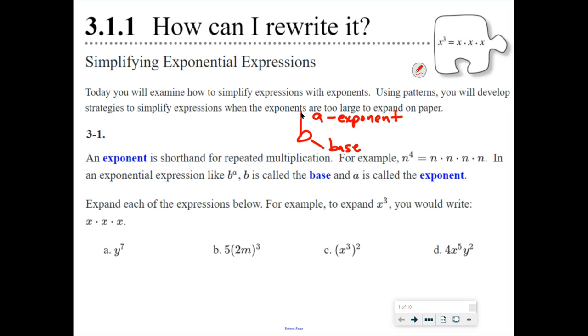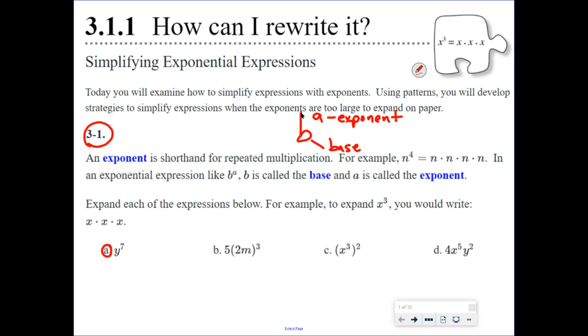Now, here's what I want you to do. You write problem 3-1, and we're going to write a. All these rules apply from this point forward. Whenever you see a problem with exponents, you must always write the original problem, period. Always, always, always write it down. Don't you dare just write the answer.